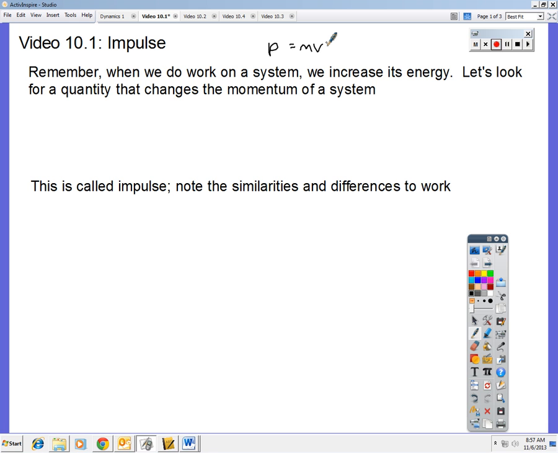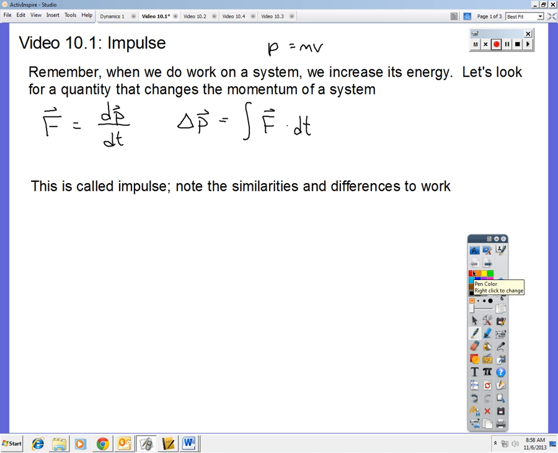And we said that you increase the energy of a system by doing work on it. So what we want to know is what quantity changes the momentum of a system. So the question is, how do we change the momentum? That means changing the velocity, and the short answer is apply a force. We know that Newton's second law can be written F is the time derivative of momentum, and that means if we multiply by dt and integrate, we can see that the change in the momentum of the system is equal to the integral of the force with respect to time.